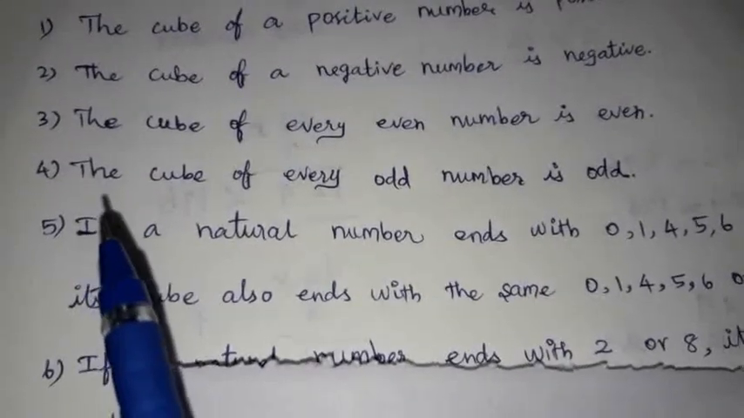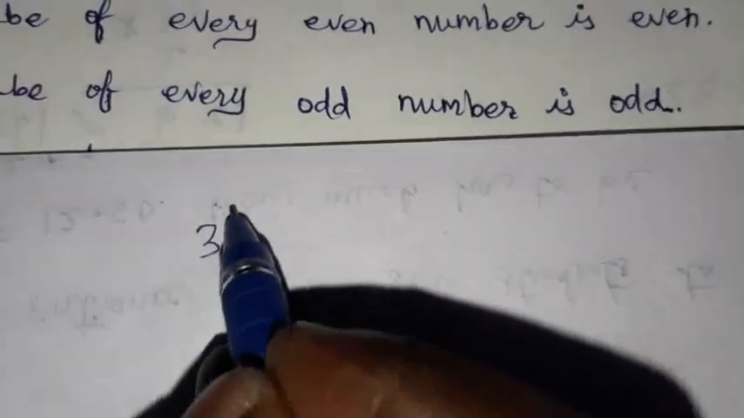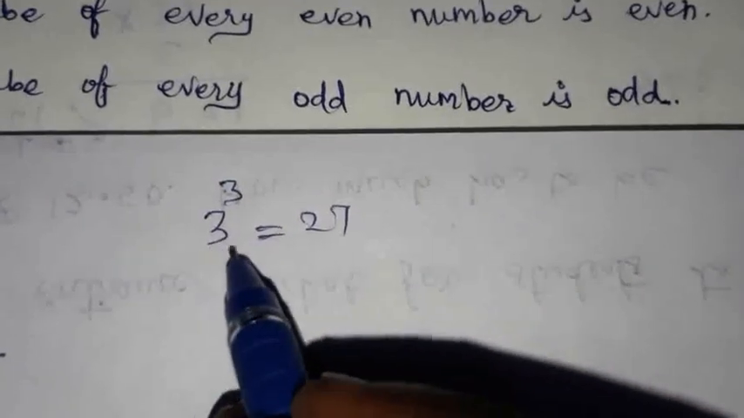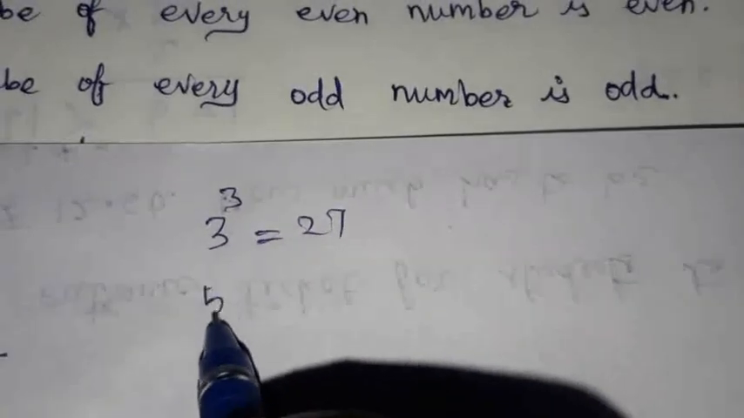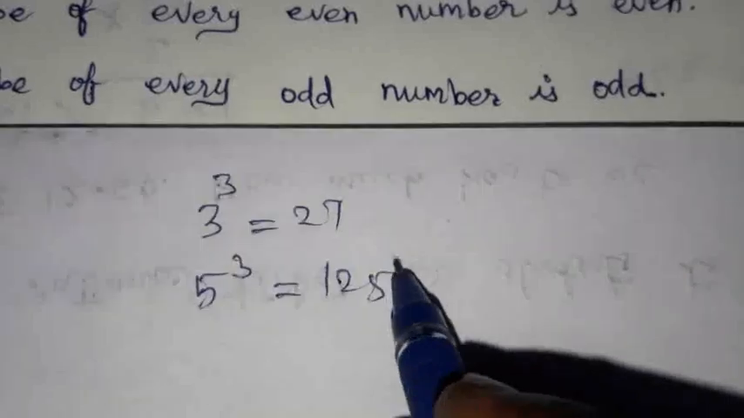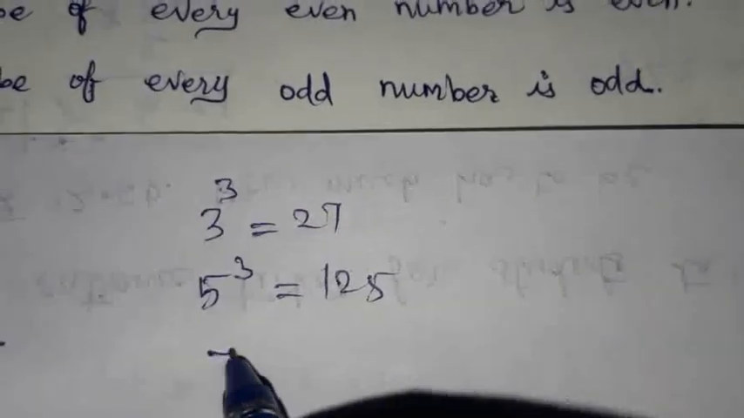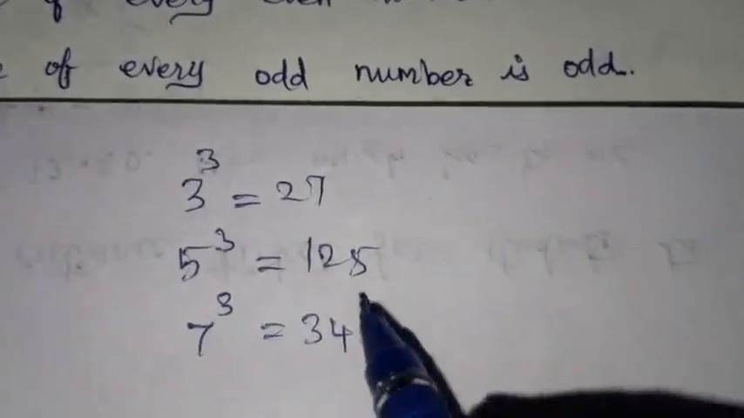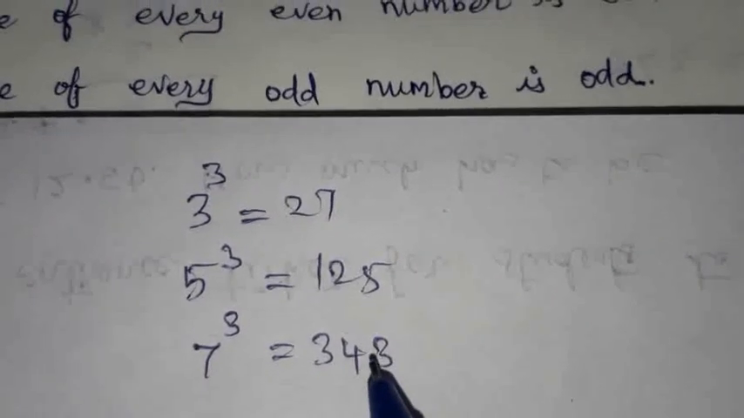The fourth property is the cube of every odd number is odd. Let us take a number 3 and its cube is 27. 3 is an odd number and 27 is also an odd number. Let us take a number 5. 5 cube is 125. So these two numbers are odd numbers. Let us take a number 7. 7 cube is 343. So the cube of every odd number is an odd number.